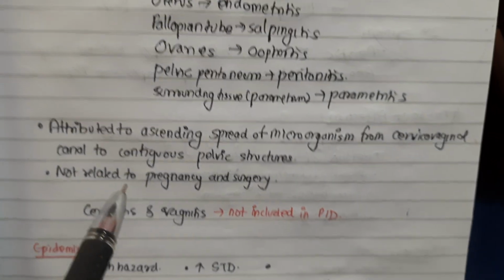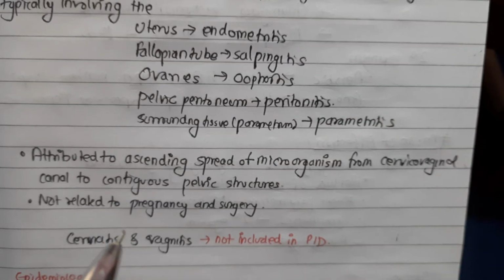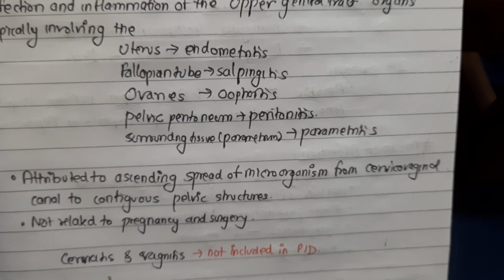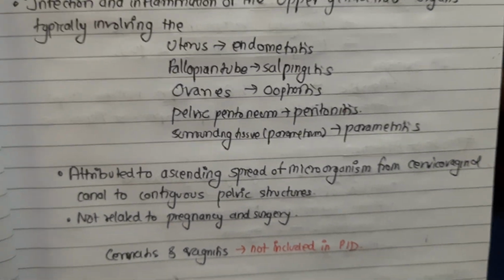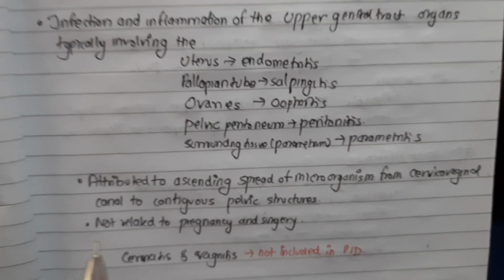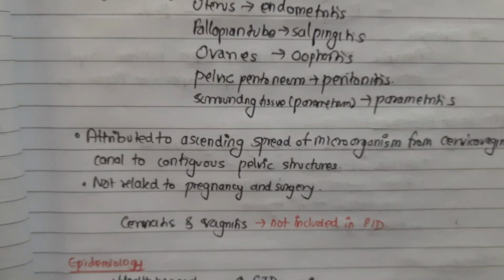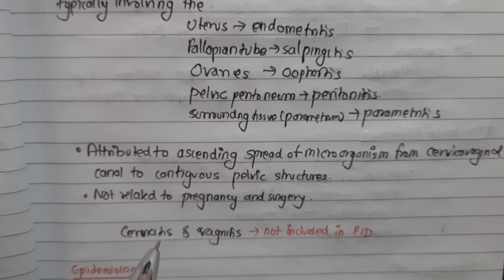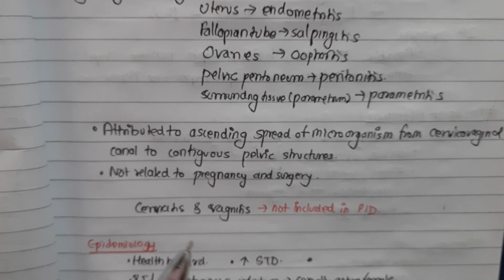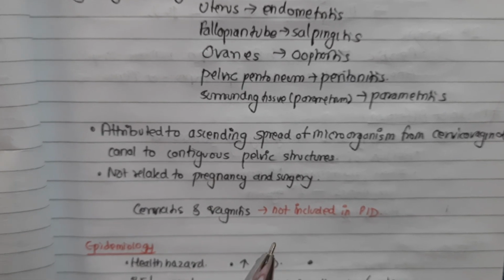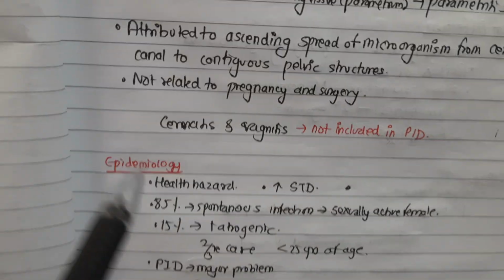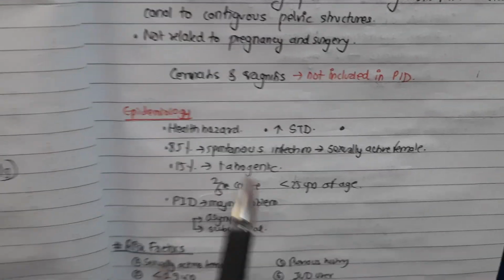Basically, PID is attributed to the ascending spread of microorganisms from the cervico-vaginal canal to contiguous pelvic structures. This clinical syndrome is not related to pregnancy and surgery, and as we have already said, cervicitis and vaginitis are not included in pelvic inflammatory disease. So we will talk about epidemiology very briefly.